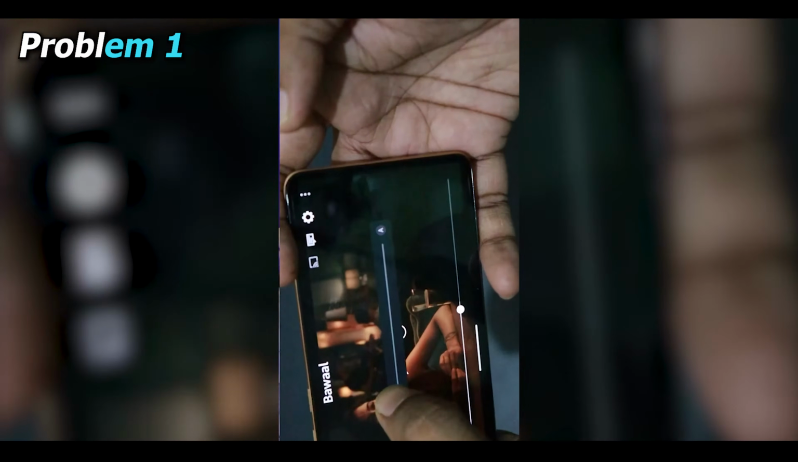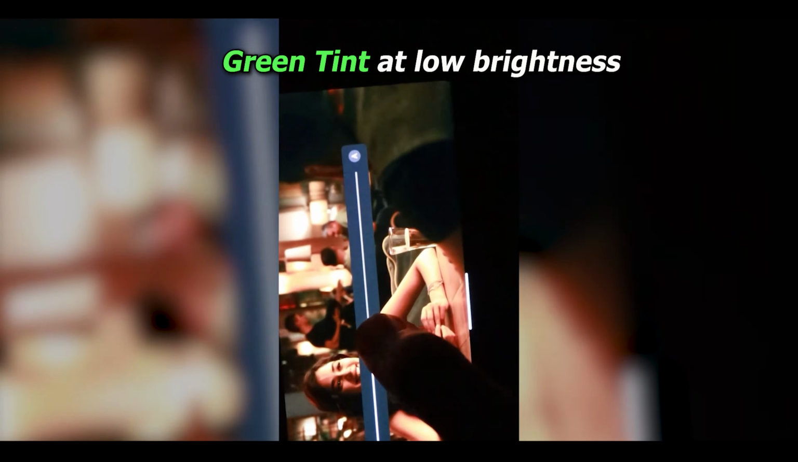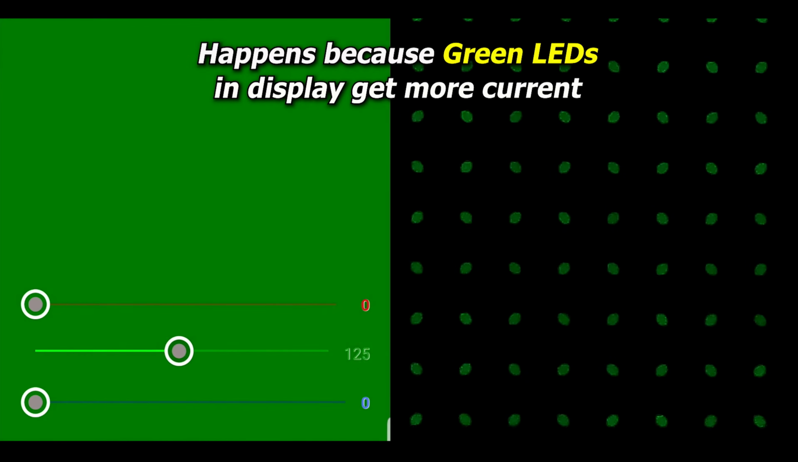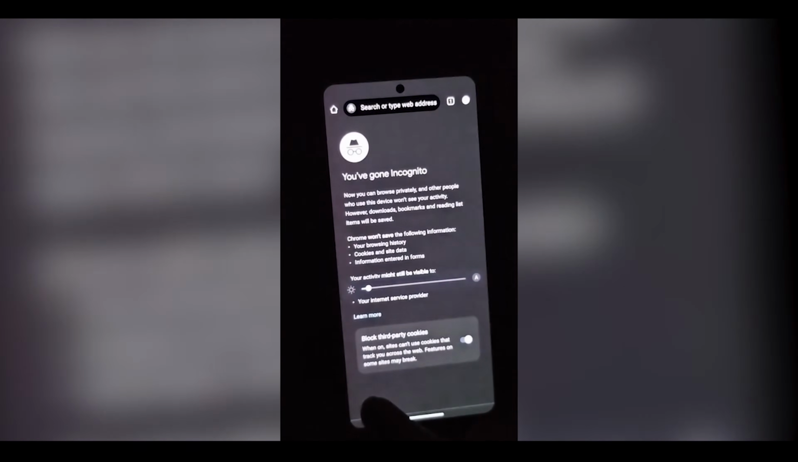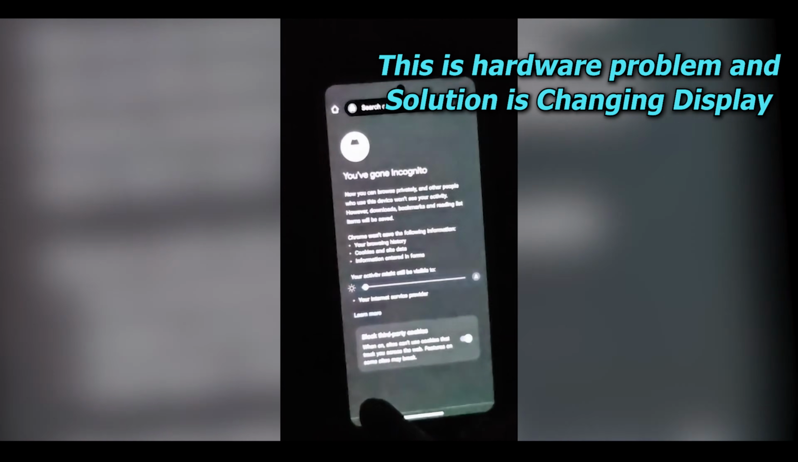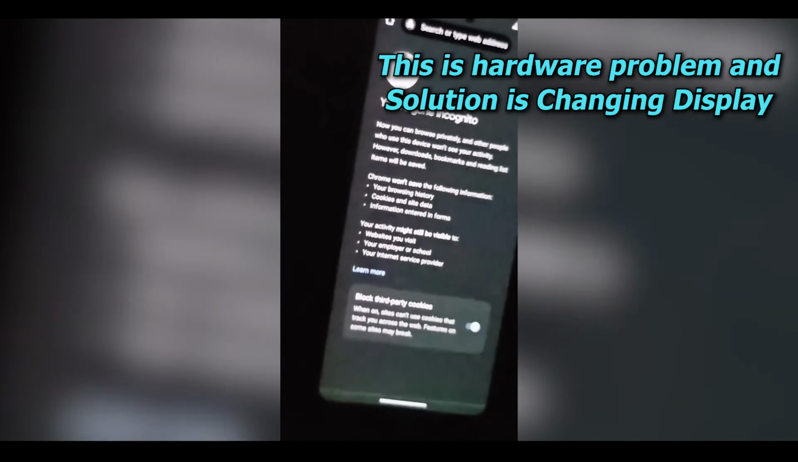The first problem is display problem, where there is a green tint at certain brightness when the phone is having a black screen like this. This only happens at a brightness of around 20 to 40%, and it's happening because the green LEDs in the display are getting extra current, which makes them produce this green hue over all the other colors. This is definitely a hardware problem, but the issue is that the service center people will not accept this and will not give a replacement for this.